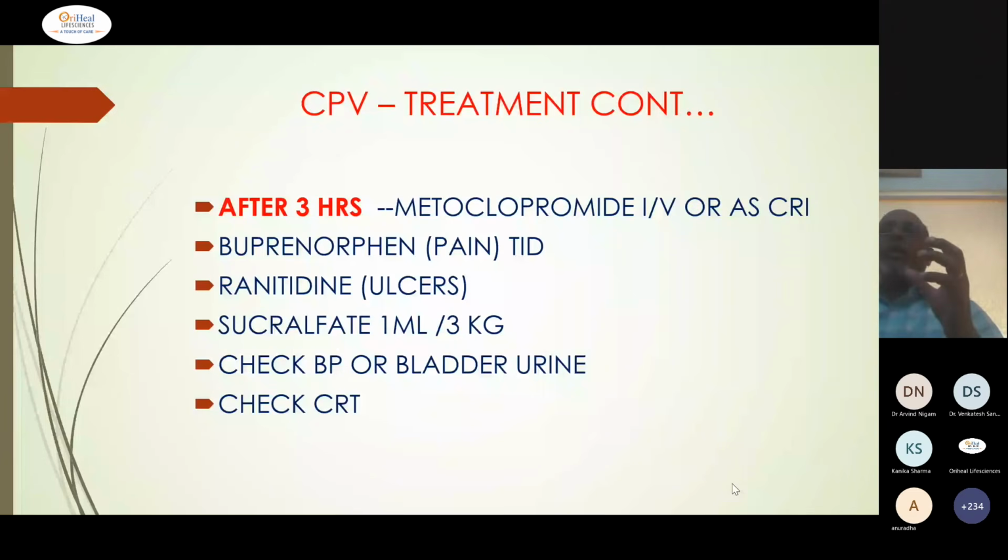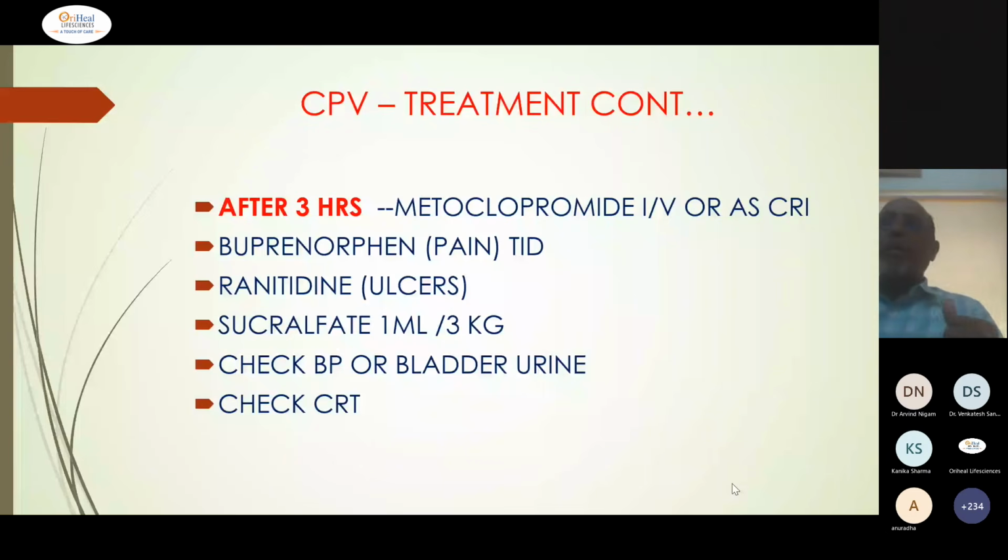Ranitidine again is very, very important because it can safeguard against ulcers and against esophagitis, which is very important. In all these cases, we'll have severe esophagitis. Sucralfate at the rate of 1 ml per 3 kg body weight will coat all these ulcers and mucosa, plus it will safeguard from esophageal inflammation because of backflow of fluids into the esophagus, reflux esophagitis.